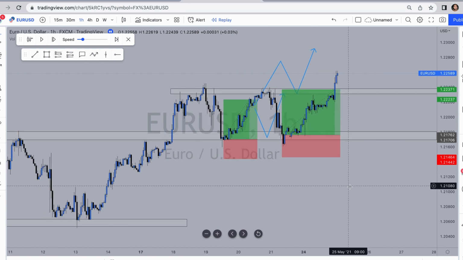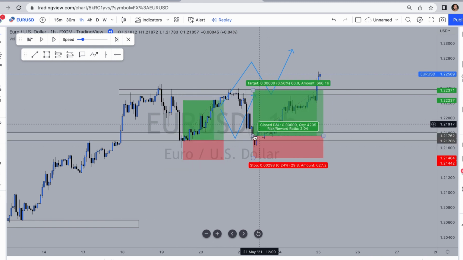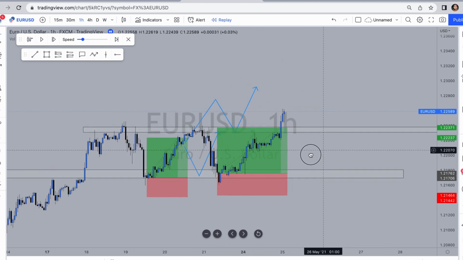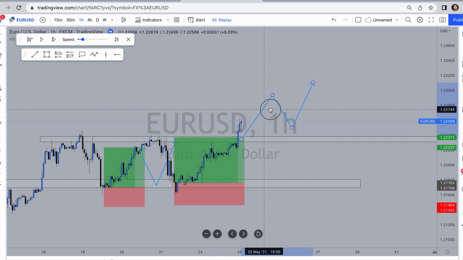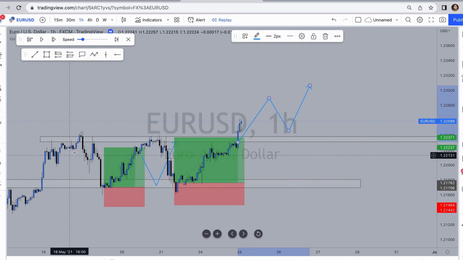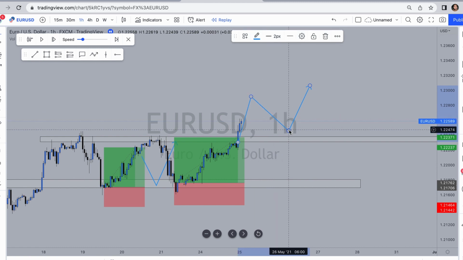Guys, it's very simple. It's literally the resistance. It broke through. It touched it. You entered when you saw the rejection candle, and you did the exact same thing here. So now what are we looking for? The same exact freaking thing. It's literally that simple. It breaks the zone, which is this one. You wait for the retest, and then you enter the trade once you see rejection.